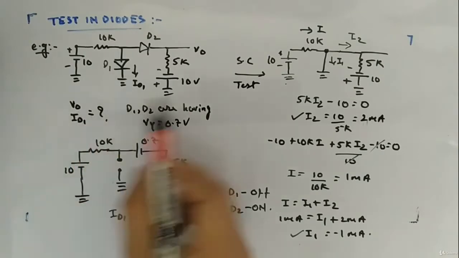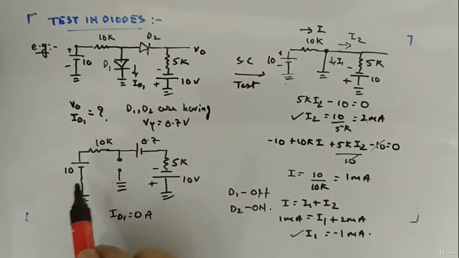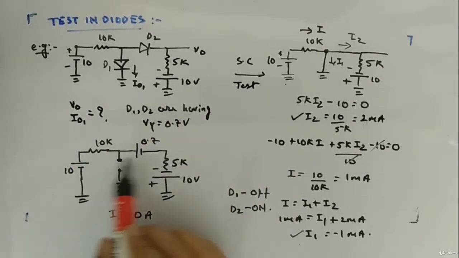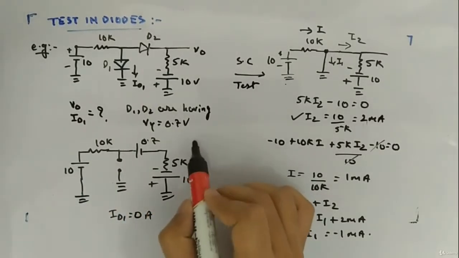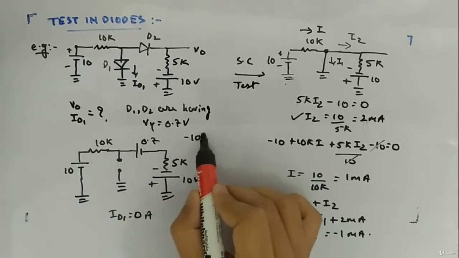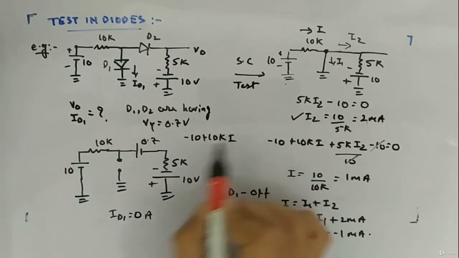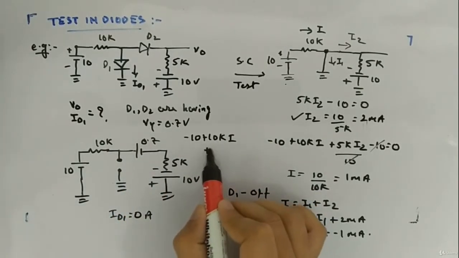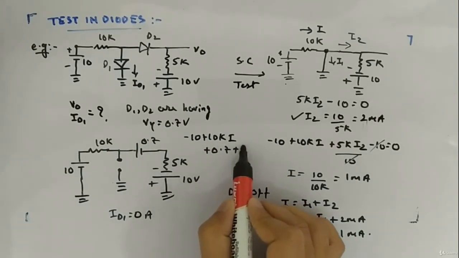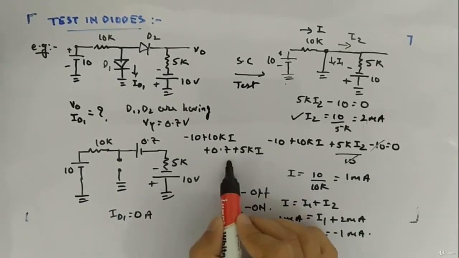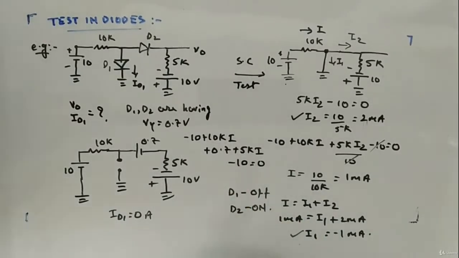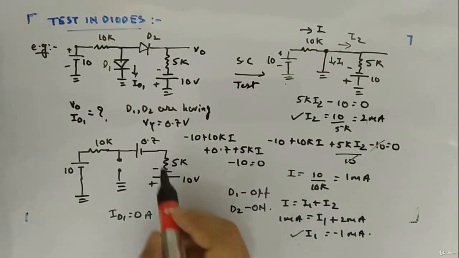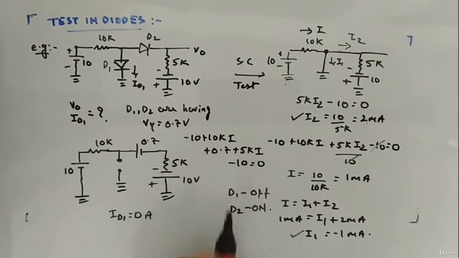And what do we want? V0 we want. So we will apply KVL in this branch. ID1 is 0. Applying KVL: minus 10 plus 10k I plus 0.7 plus 5k I minus 10 is equal to 0. If you solve, you will get the value of I, the current through this branch.